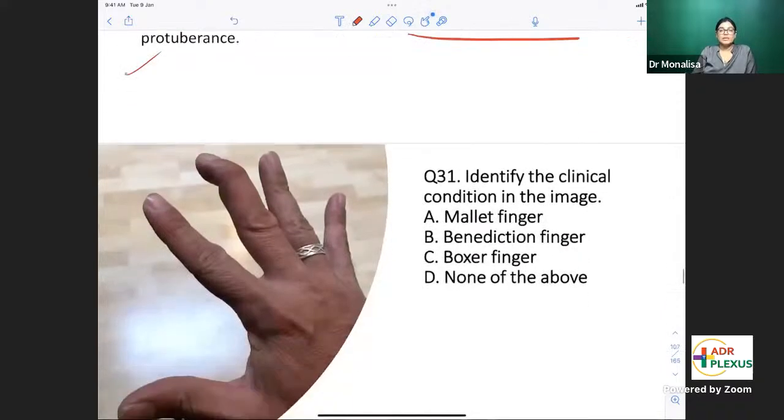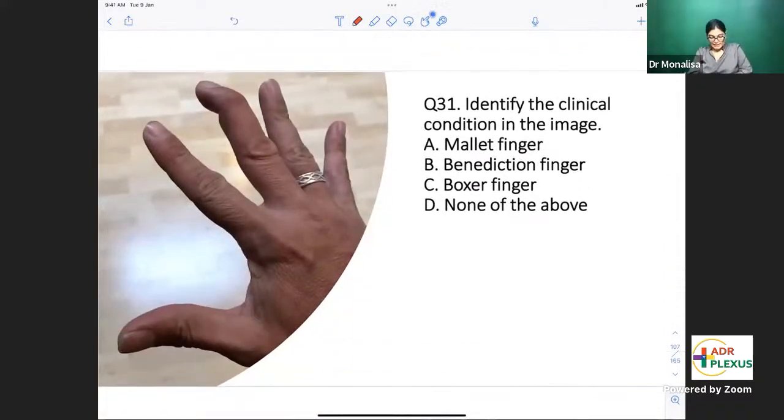Okay, so let's move on to the next MCQ. Identify the clinical condition. Yes, dear, let me just check. Okay, many of the answers are coming up.